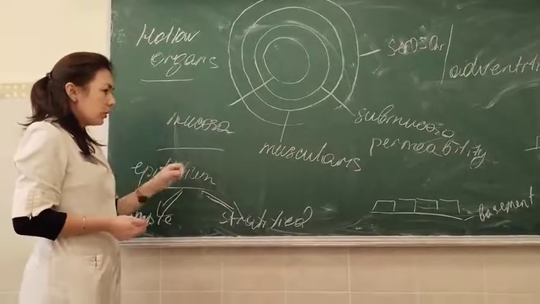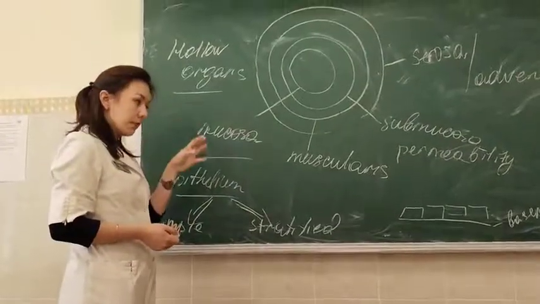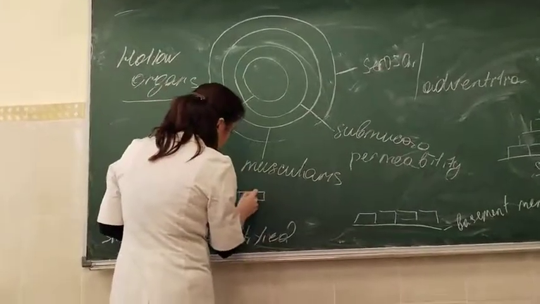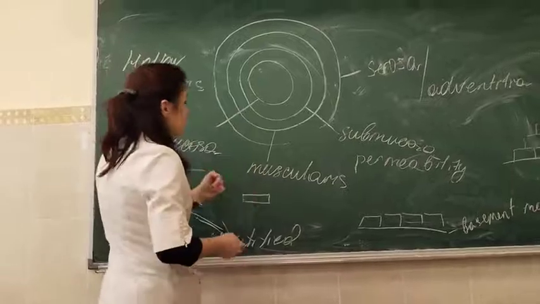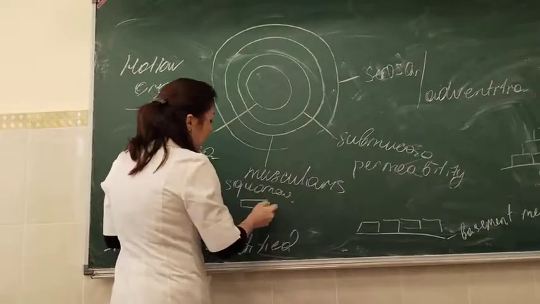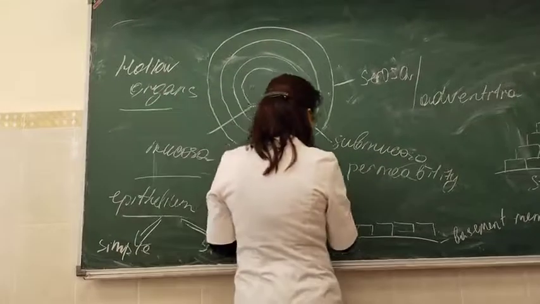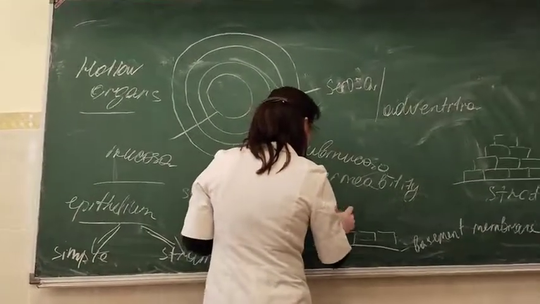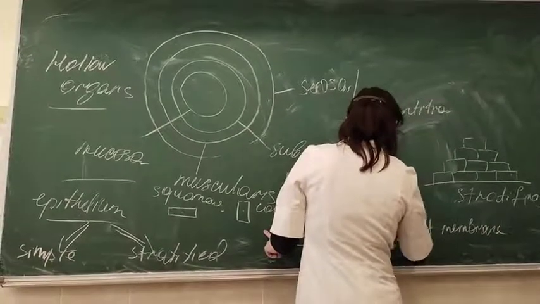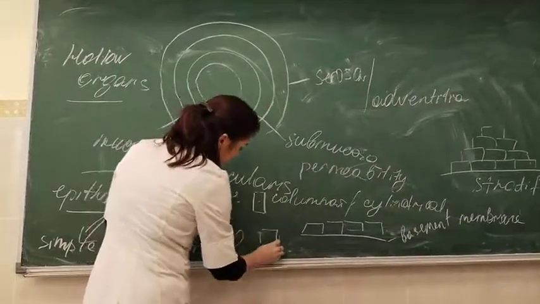Also, you will study this in histology: epithelium is classified according to the shape of cells. If the height of the epithelial cell is less than its width, such epithelium is named squamous. If the height of the cell is larger than the width, such epithelium is named columnar or cylindrical. And if the height is equal to the width, then it will be cuboid.